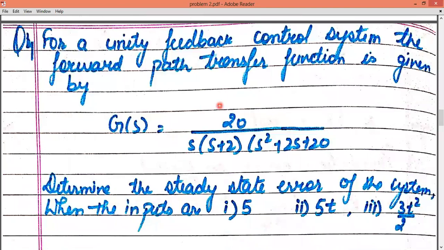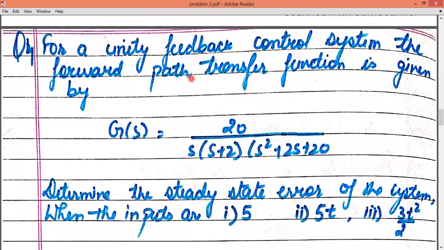For a unity feedback system, the forward path transfer function is given as G(s) equals 20 upon s into (s plus 2) into (s square plus 2s plus 20). We need to determine the steady state error of the system for the inputs, which are r(t) equals 5, 5t and 3t square by 2.